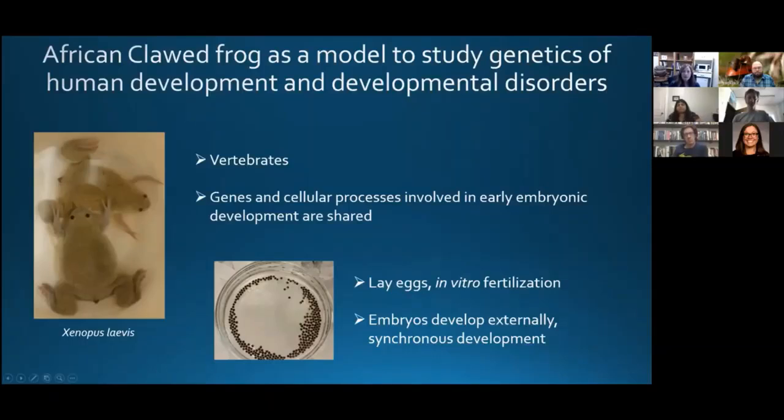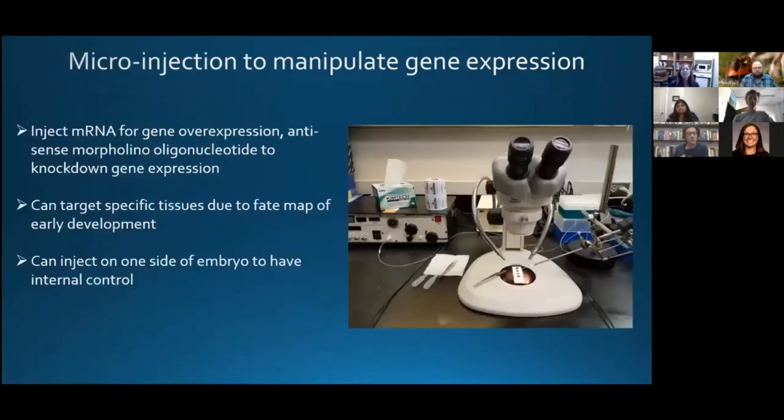And then finally, if you want to study how genes are involved in a process, you want to be able to manipulate gene expression. And we can do that in our frog embryos because we have access to them. So we use a contraption that looks like this with a stereo microscope and a really fine glass needle, and we can inject substances directly into the embryos.